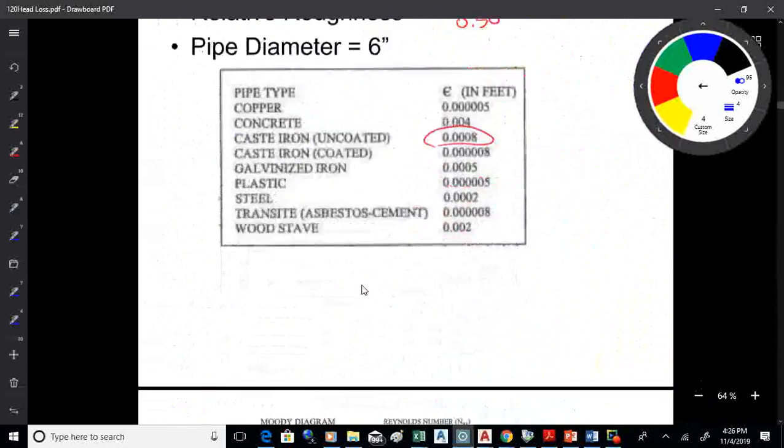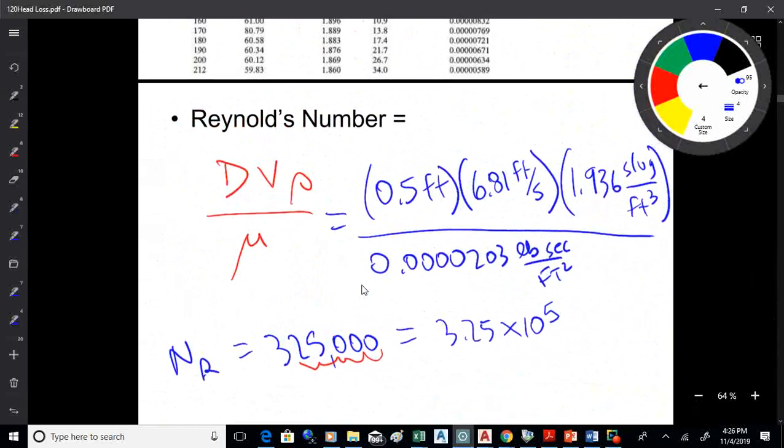Okay, so what we've got now is we've got the pipe diameter in feet, we got the velocity, we've got the density, we've got the viscosity. We plug all that in, and that gets us the Reynolds number, which is a dimensionless number. In this case, it's 325,000, which in scientific notation would be 3.25 times 10 to the 5. Okay, so there's the Reynolds number.